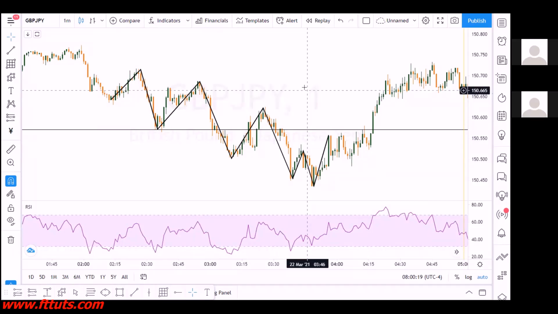Now, this RSI moves ahead of time before us. When I move, it moves ahead of time. If banks have started changing structure to the upside, it shows in the RSI right before we start seeing it in our price action.